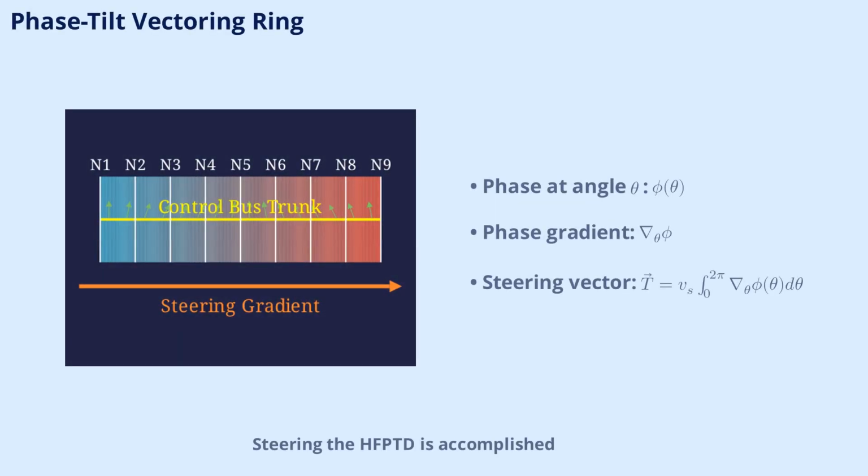Steering the HFPTD is accomplished through the phase tilt vectoring ring. Around the toroidal disk, segments are phase controlled so that the leading edge enters the high coupling state slightly before the trailing edge. This creates a traveling wave of vacuum index modulation, effectively pushing the craft along a chosen vector. The phase gradient around the ring determines the direction and magnitude of thrust, allowing for precise maneuvering and even instantaneous changes in direction.